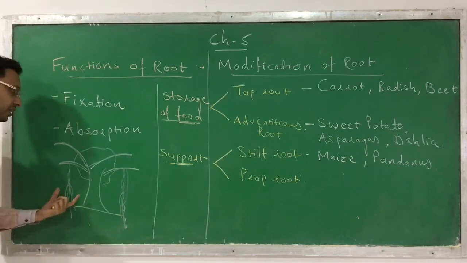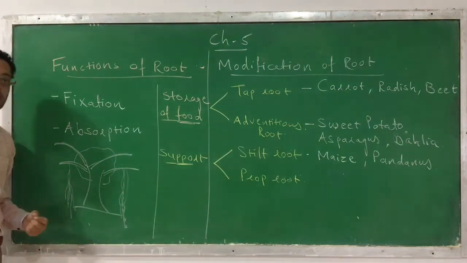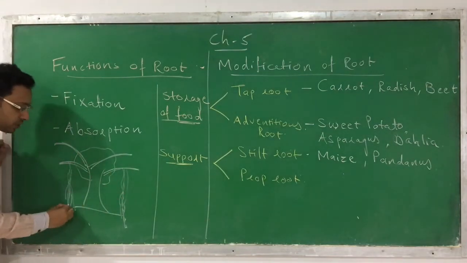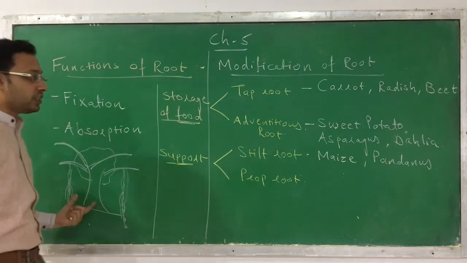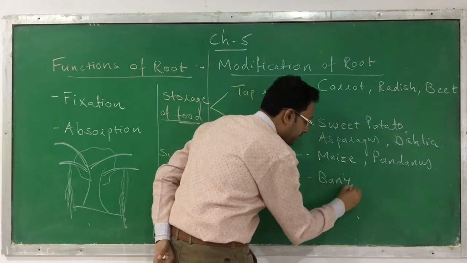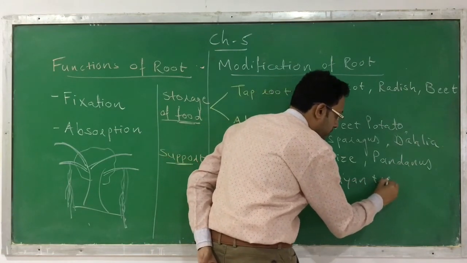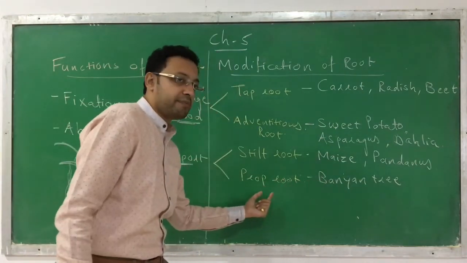Okay, you also hang on them, you also use them as a swing. These are the roots, and they provide the extra support. Okay, so this is an example of a prop root. Prop root is observed in the banyan tree. So the banyan tree is an example of prop root.